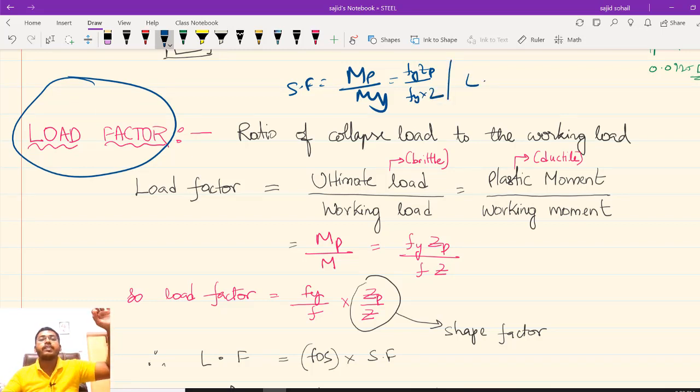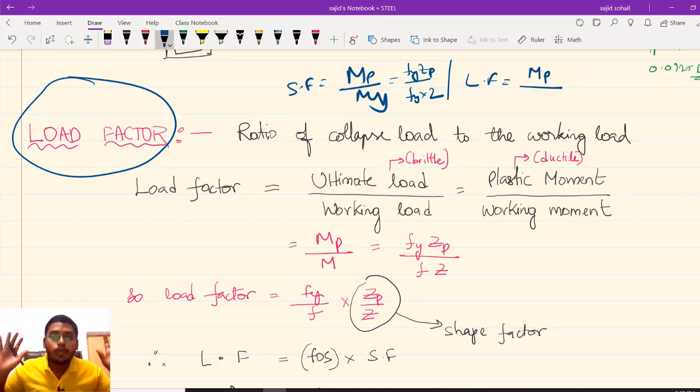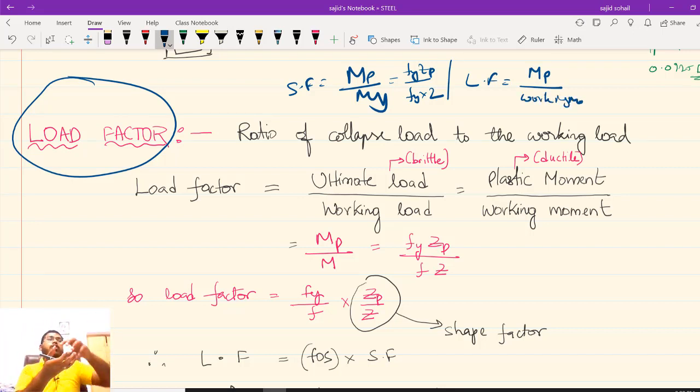Now let us try to understand your load factor. It is quite similar. It is again your plastic moment divided by working moment. Instead of yield moment, you are just writing working moment. Working moment means your stress has still not reached its yield strength even in the external fiber. So what will be my formula? Your M is equal to F into Z, you know that, right? So your working moment is nothing but F into Z, where your F value is still less than Fy. Fy has not been reached yet.